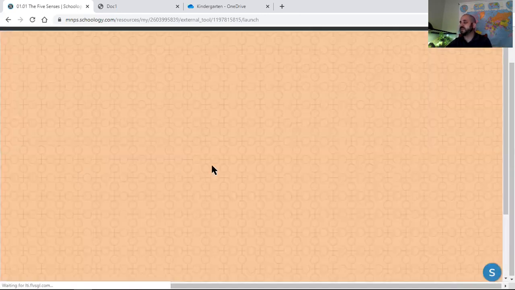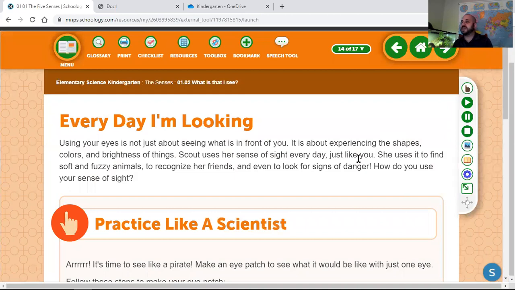All right, next up, every day I'm looking. Using your eyes is not just about seeing what is in front of you. It is about experiencing the shapes, colors, and brightness of things. Scout uses her sense of sight every day, just like you. She uses it to find soft and funny animals, to recognize her friends, and even to look for signs of danger. How do you use your sense of sight?